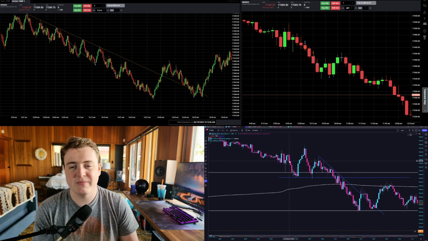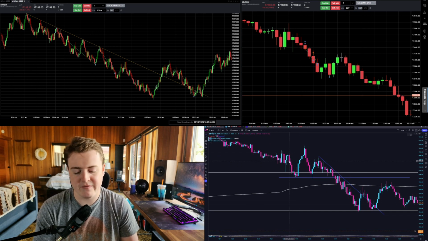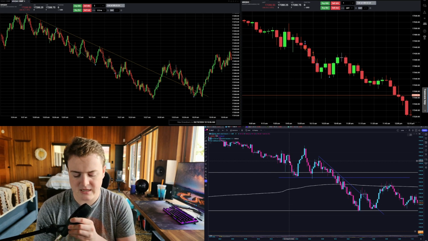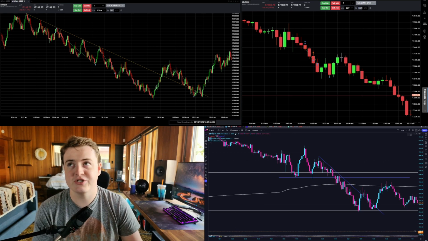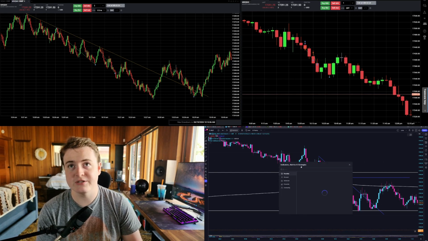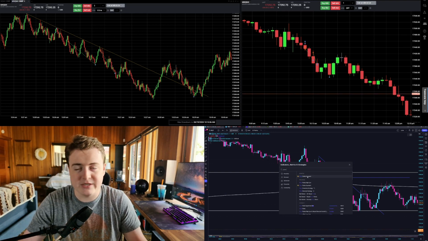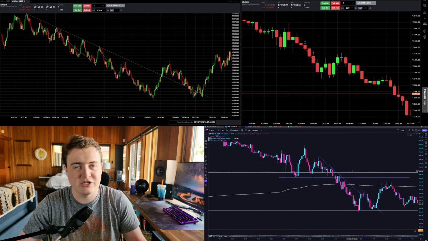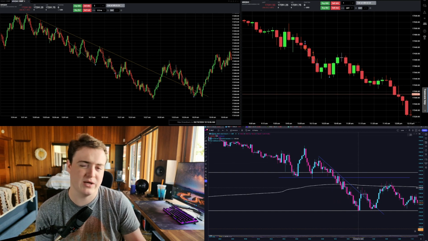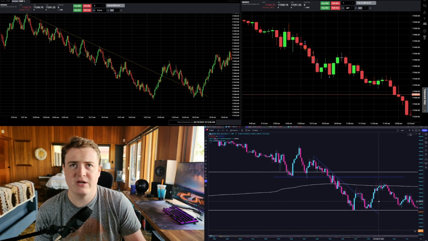So I like to use pivot points. If you guys don't already know, pivot points are my favorite indicator. You just go on TradingView, you go into indicators, and you look up pivot points. Pivot point standard is the one I use. I just changed the color to white so I can see it better, but you guys don't have to do that.